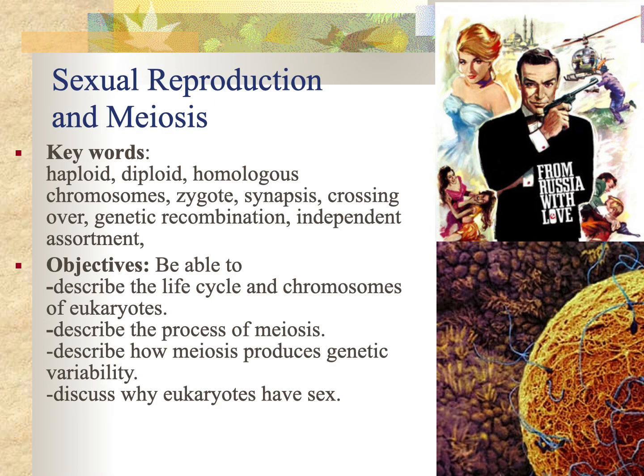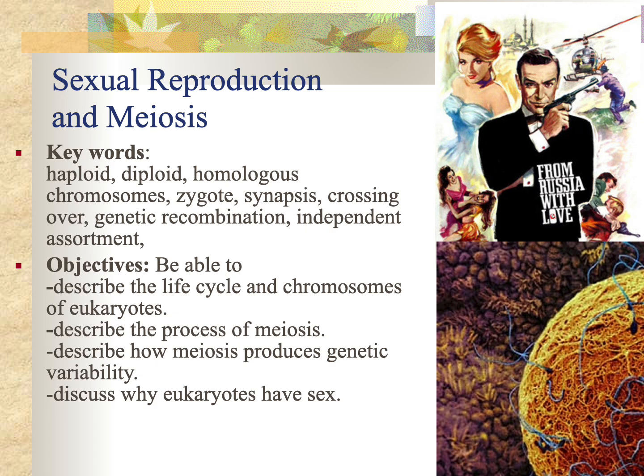Okay, we're going to swing into a new type of cell division, but this type of cell division is restricted in eukaryotes to just those tissues that are involved in sexual reproduction, in producing the sex cells, the ovaries and the testes. And so, what we're planning to do is describe the life cycle and chromosomes of eukaryotes, describe the process of making sex cells, which occurs during a specialized cell division called meiosis. And we'll talk about how meiosis produces genetic variability and why eukaryotes have sex.